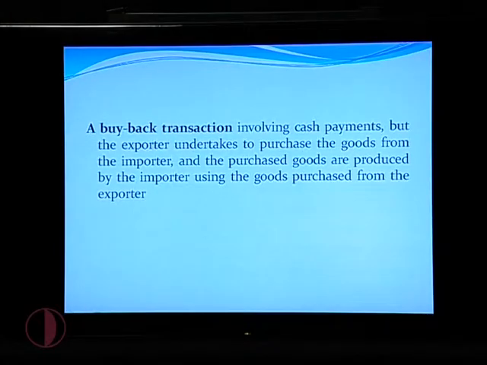The exporter may transfer the purchase of goods from the importer to a third party, another country, maybe another enterprise. Buyback is a transaction involving cash payments, but the exporter undertakes to purchase the goods from the importer, and the purchased goods are produced by the importer using the goods purchased from the exporter.